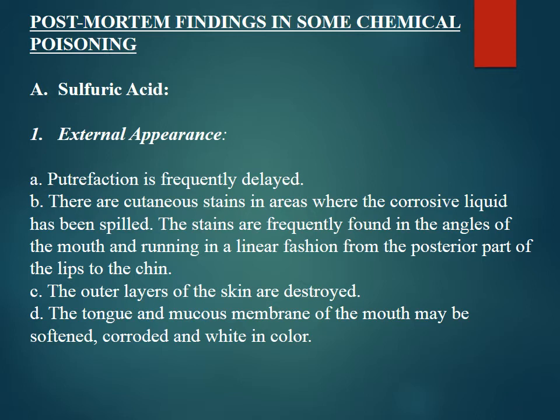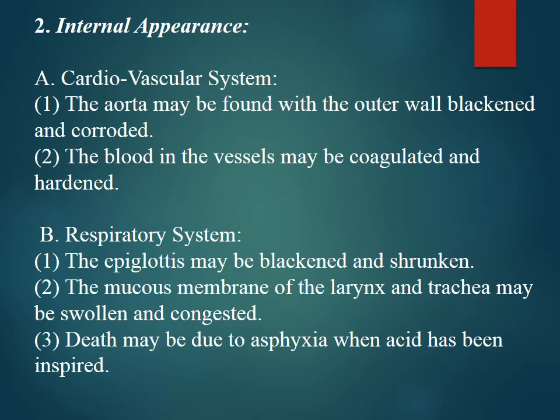The outer layer of the skin is destroyed. The tongue and mucous membrane of the mouth may be softened, corroded, and white in color. Internal appearance, cardiovascular system: the aorta may be found with the outer wall blackened and corroded. The blood in the vessels may be coagulated and hardened.